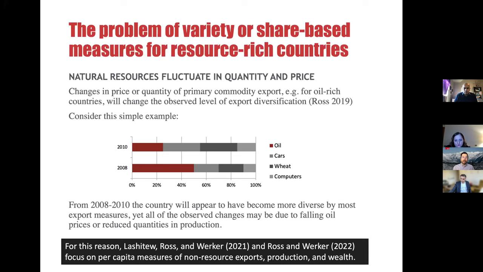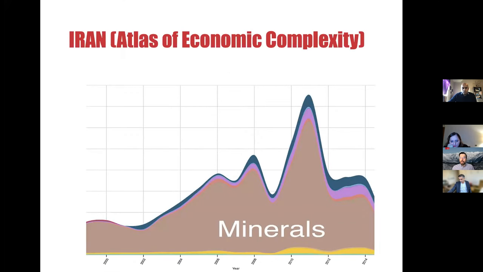We use different measures, basically focusing on per capita measures of non-resource exports, production, and wealth. So in that case, the view of diversification is not so much the number of products I make and their complexity, but rather just the ability to make stuff outside of the resource sector, kind of trying to ignore what's going on inside the commodity market, both production and price-wise.